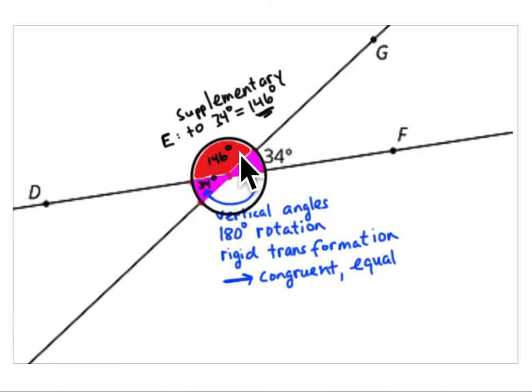Supplementary to 34 degrees. Oh, this is angle E right here. So this is 146 degrees. So it's supplementary to 34 degrees. All right, vertical angles, 180 degree rotation, rigid transformation, congruent, equal. We just did that.